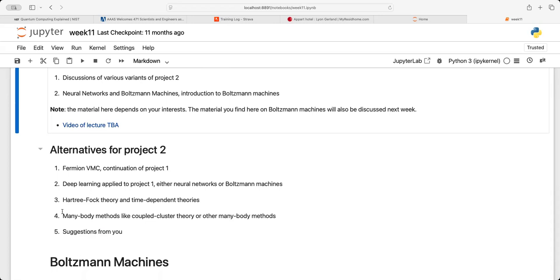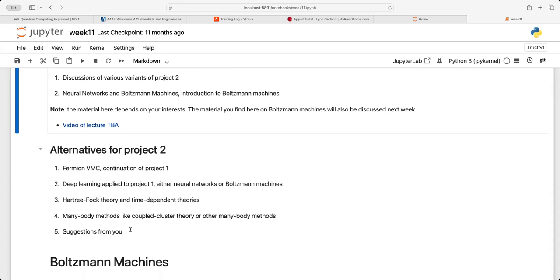Now, parts 3 and 4 are more for people who have studied many body physics. And normally every year there are people who looked at Hartree-Fock theory. So that's a path by itself. And then we also have people who deal with quantum chemistry or more involved many-body methods who have been looking at something which is called coupled cluster theory or more complicated many-body methods. So it's a little bit up to you what you want to do, but also if you have other suggestions, feel free to come with them.